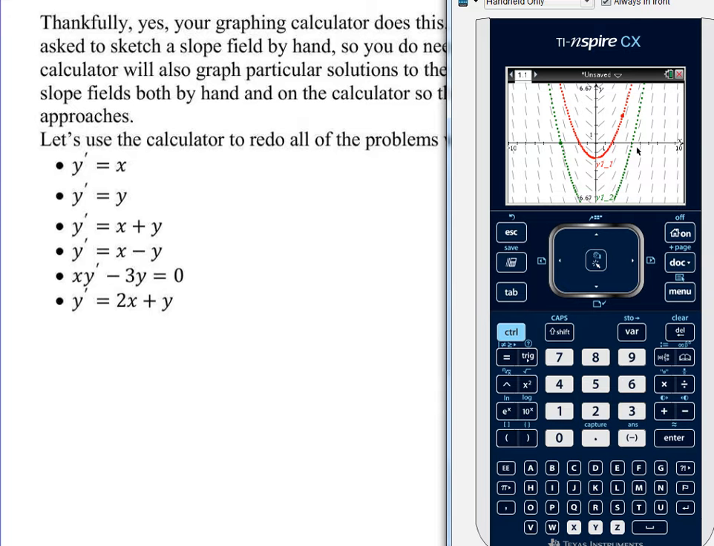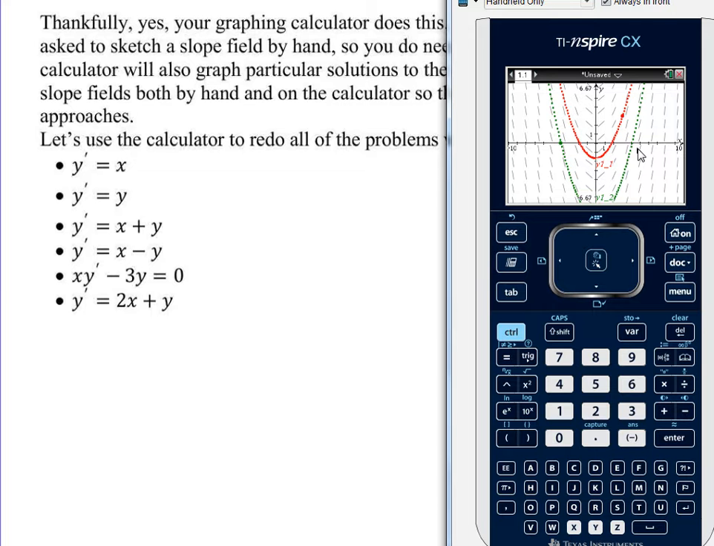So hopefully on the calculator, maybe more so than the graphs that you were making, you can kind of see what this slope field is actually doing and how these functions will look. So let's go on to the second one. We have y prime equals y.